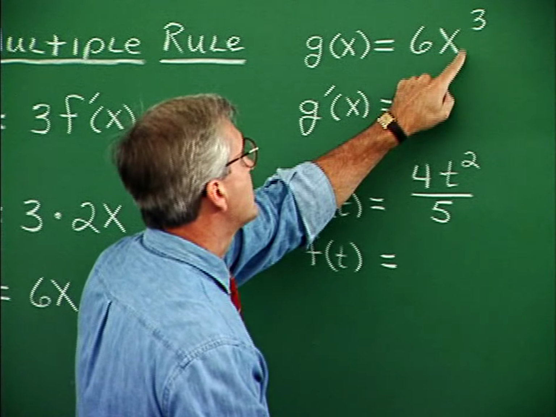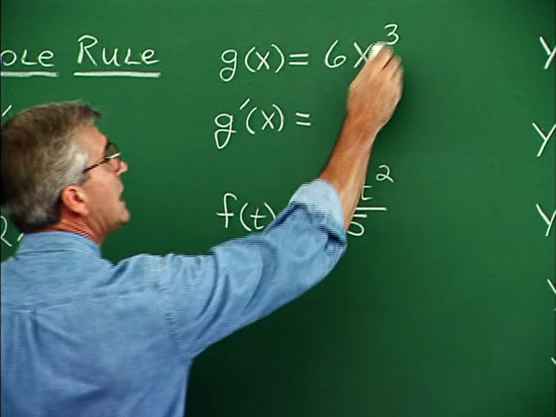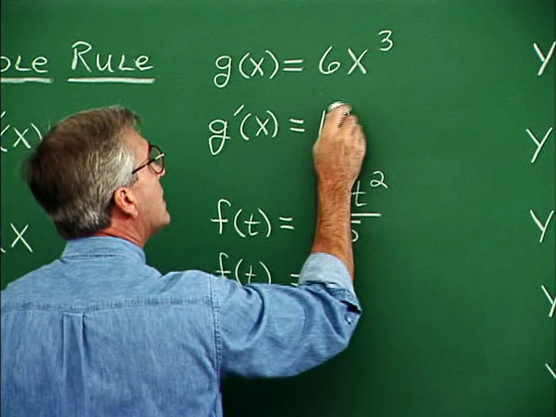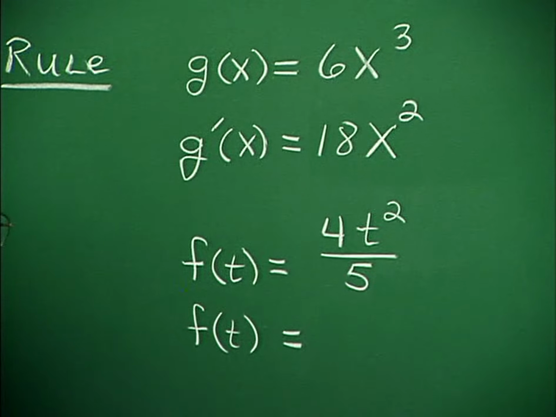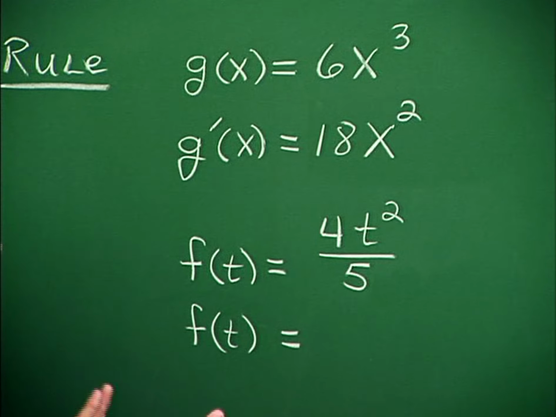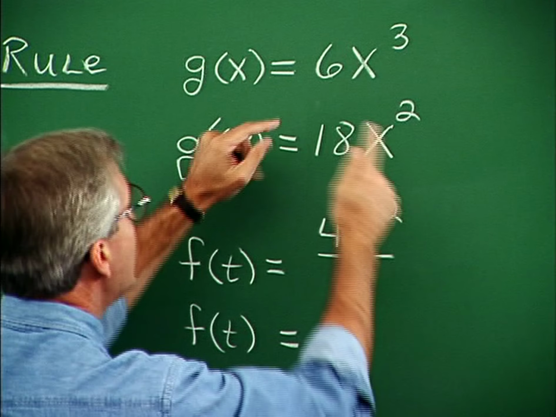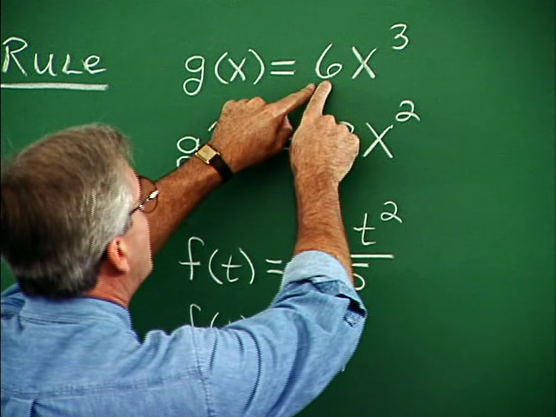G of x is 6x cubed. This one we can do very quickly. 6 times 3, 18. X to a power 1 less than that. So 18x squared for the derivative. Very, very quick like that. Now notice, understand though, that it's really 6 times the derivative of that. And very quickly we got to this.